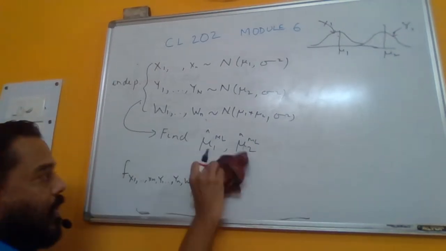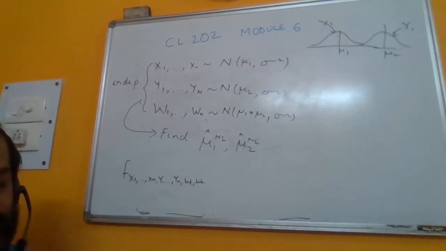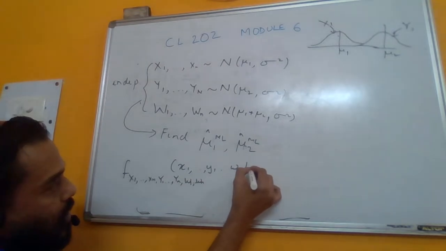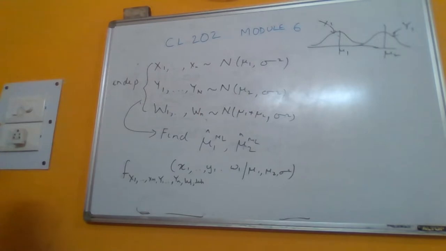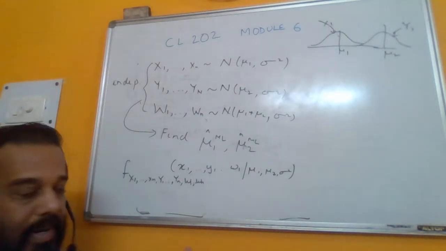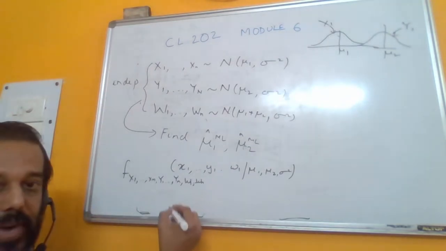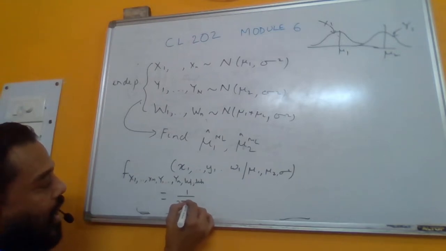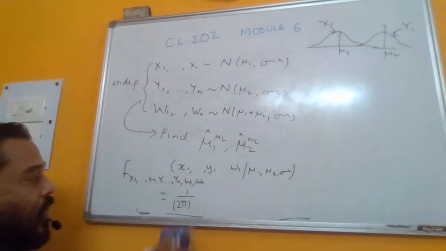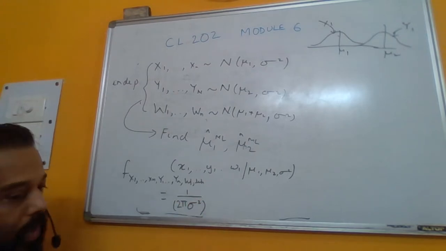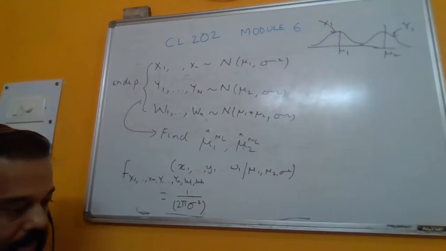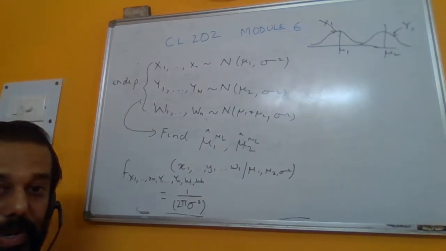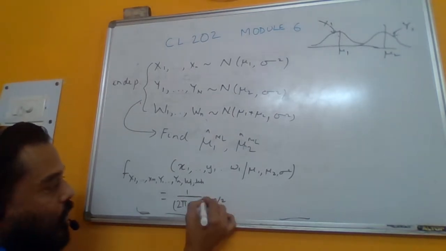So these are going to be the dummy variables x1, y1, w1, given mu1, mu2, and sigma square. I want to bring the notion of the parameter inside while writing the density. You can write it as 1 by 2 pi sigma square. Since this is a multivariate density, and the size of the random variable is 3n, the exponent will be 3n by 2.